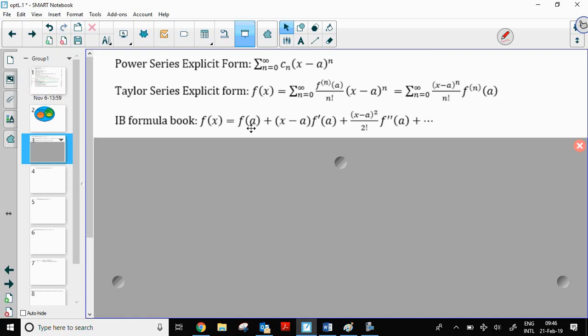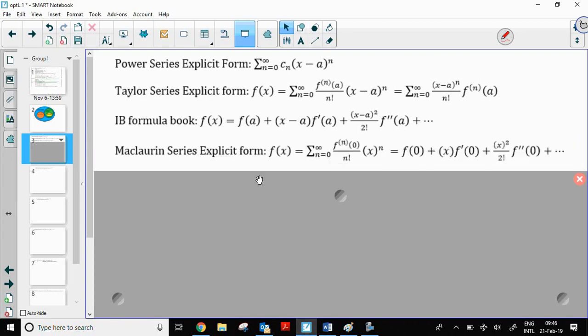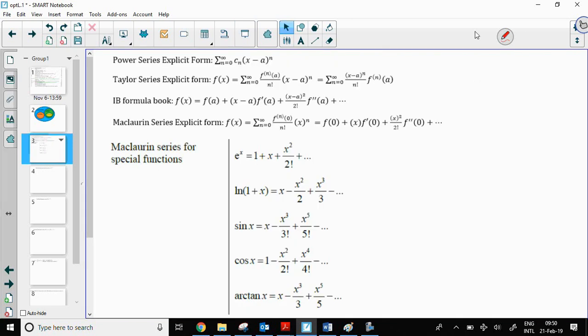What makes the Maclaurin series special is what the center is. In a Maclaurin series, the center is 0. So again, this part over here is in your formula book. It's f of 0 plus x times f prime of 0 plus x squared over 2 factorial times f double prime of 0. And in fact, here are the other relevant formulas for today's video from the formula book.